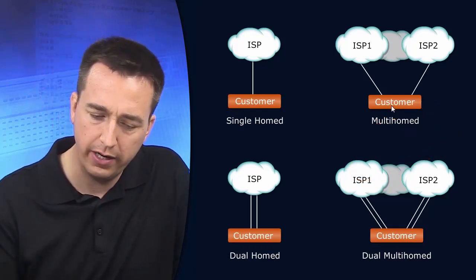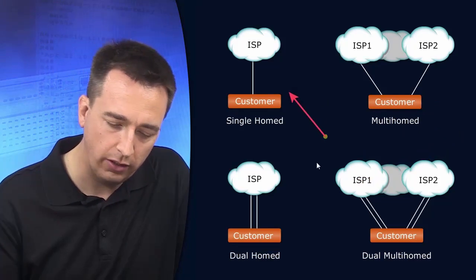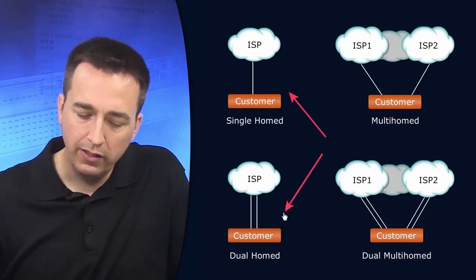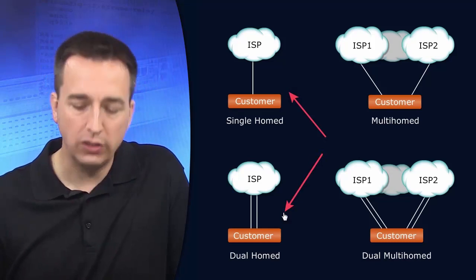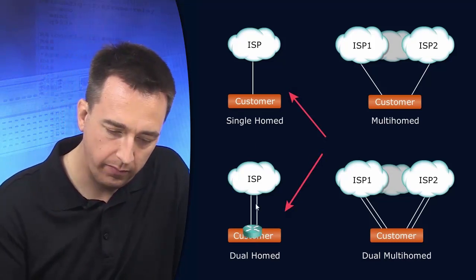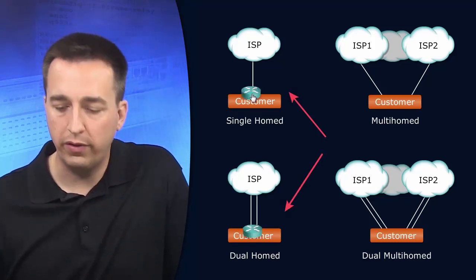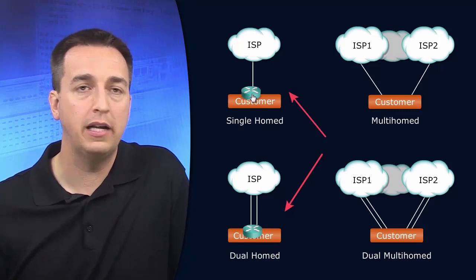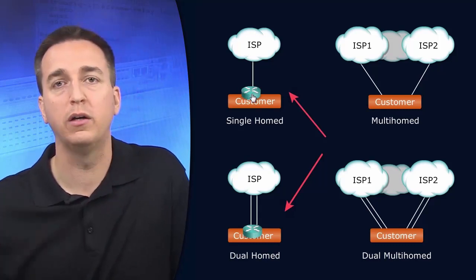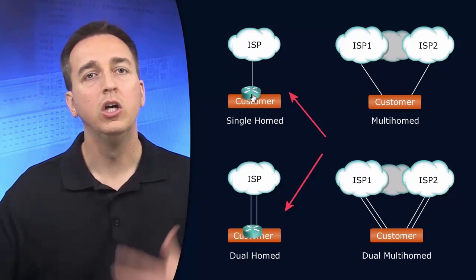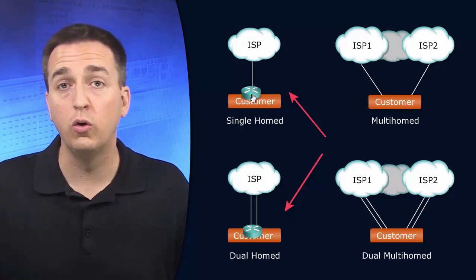Whereas in these types of scenarios here, where we're dealing with our single-homed or our dual-homed, as long as we're only using a single router, we can really get away with simply using static routes. Static route pointing to us from the ISP, static default route from us pointing back to the ISP. We can accomplish our goal with static routes.